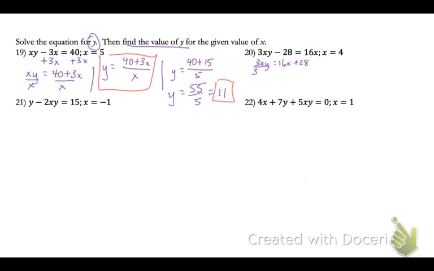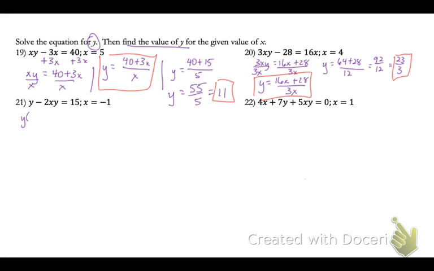Now I need to divide away the 3 and the x, so y is by itself. Notice I divide 16x plus 28 all by 3x. So that's my first answer. Now I'm going to plug in 4 for x. So y will equal 16 times 4, which is 64 plus 28 over 12. 92 over 12, or I can reduce that to 23 thirds.